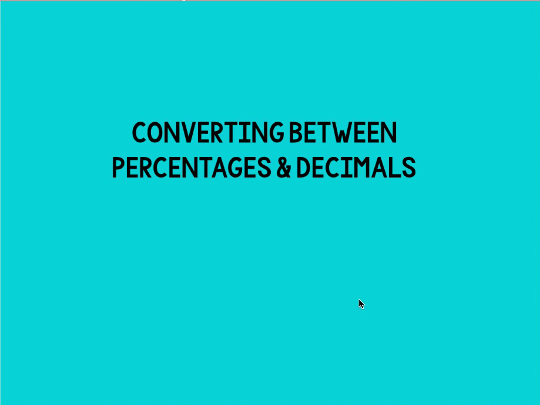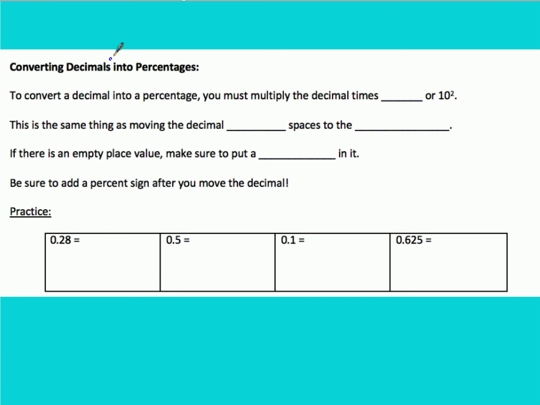In this video, we're going to be looking at how to convert between percentages and decimals. So to convert a decimal into a percentage, you must multiply the decimal times 100 or by 10 to the second, because remember, 100 equals 10 to the second power.